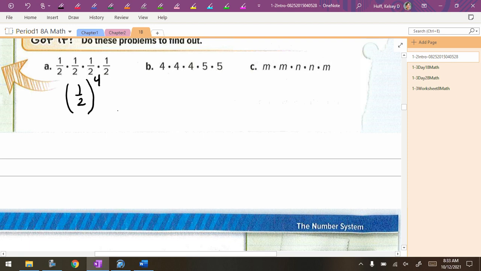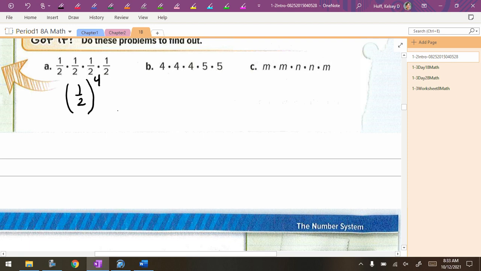Is that the number that they multiplied together? 4. Okay, so we looked up here. They had negative 2's multiplied together, so they wrote that, and it was multiplied 3 times. So what number do you have multiplied? 4. And how many times is it multiplied? 3, 3 times.